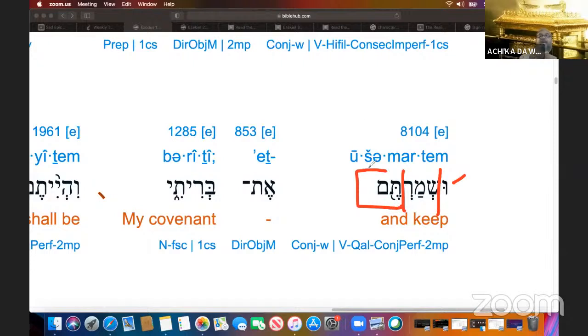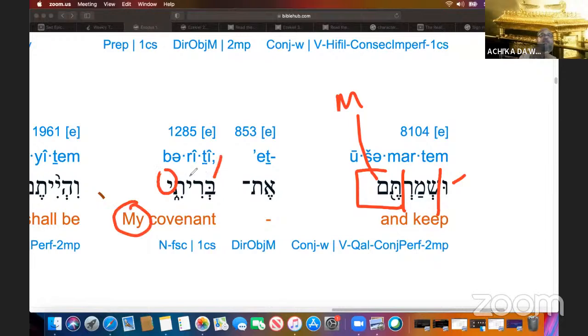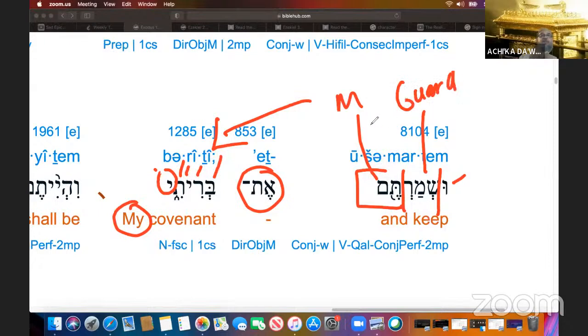Plural, masculine plural, even though females are there. The Beriti, Berit, okay? You got the i on the end, that's mine. The Berit is right here, B-R, yod, Berit, Beriti, my covenant. The Et is the direct object marker, an arrow pointing directly. What are you supposed to guard? Because that's what Shamar is, to guard. What are you guarding? I'm going to guard Et Beriti.